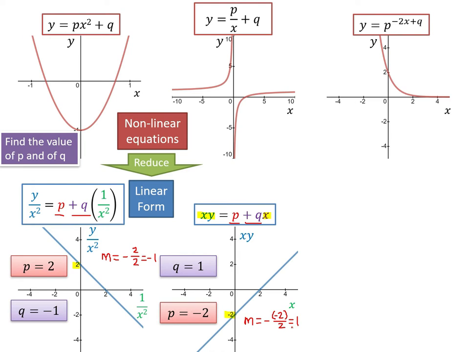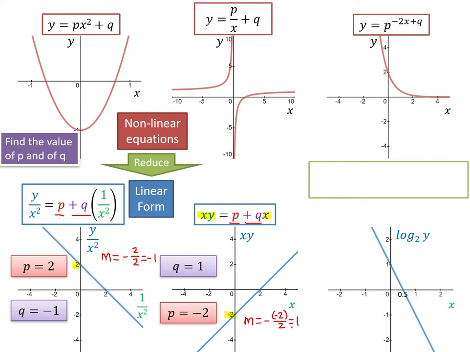Okay, let me show you the third one. y equals p to the power of (-2x + q). This one is the exponential function. I reduce the equation into linear form with the graph moving down, with the big Y as log 2 y and the big X as x. So what should I do? Log 2 both sides. Okay, now I log 2 both sides. I get log 2 y equals log 2 p to the power of (-2x + q). What next? Bring down the power, so -2x plus q comes in front.